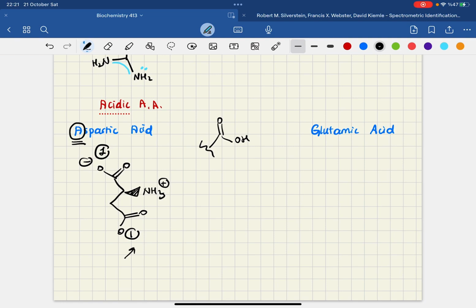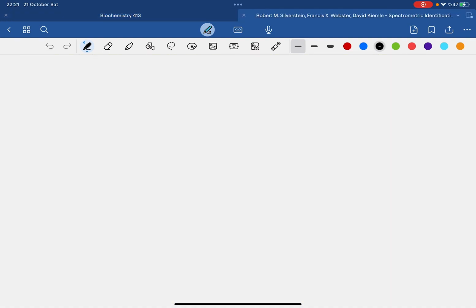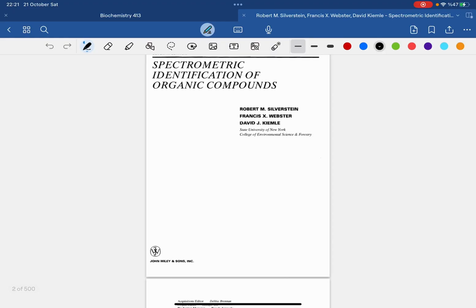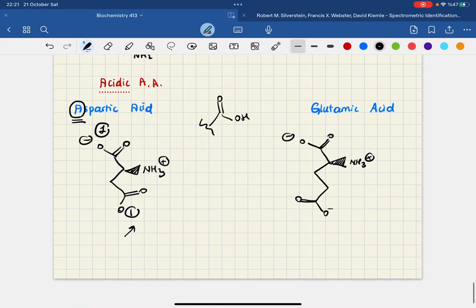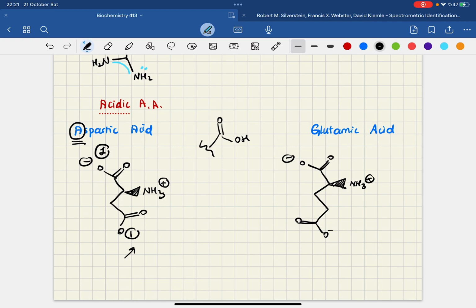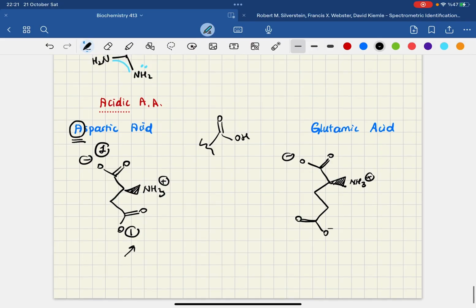Alright, now let's continue with glutamic acid. As I said, it's just the same as aspartic acid. It has just 1 more carbon than it. So I'll just draw it like this. We will have our amine group, and then we have 1, 2 carbons, and then let's write the carboxyl group. And this is our glutamic acid. And then let's continue.